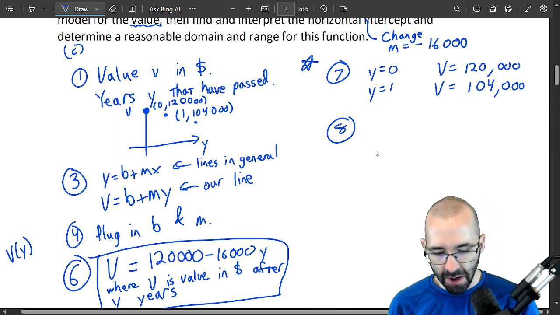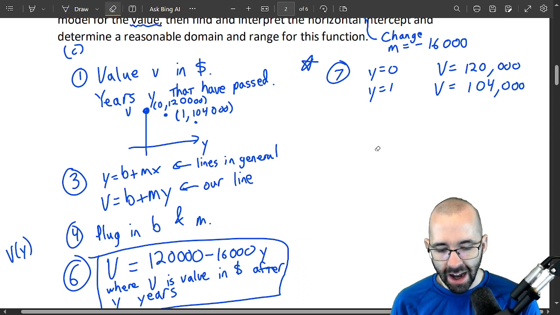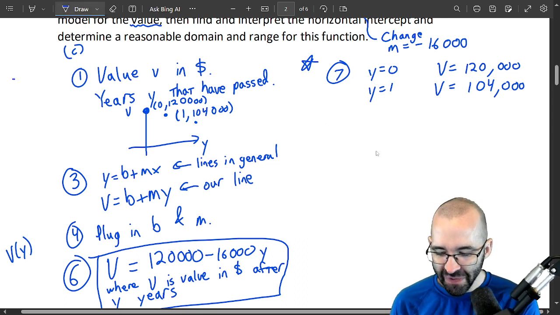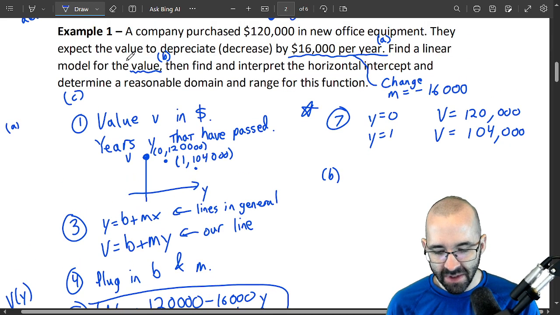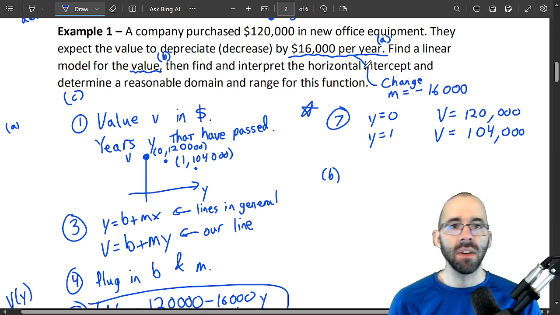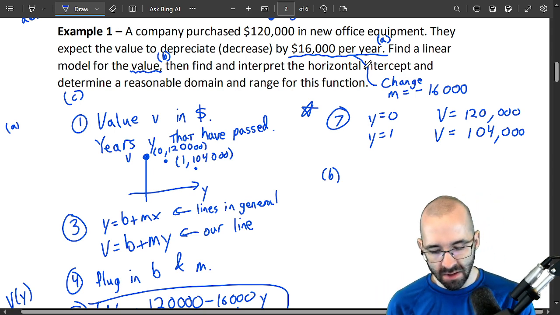All right, so there we go. That's part A. Let's do parts B and C of this problem. We're mostly done. Find and interpret the horizontal intercept. Remember, horizontal intercept, that's where it crosses the horizontal axis. That's where it crosses down here. We have a line, so our line's going to go way over here.